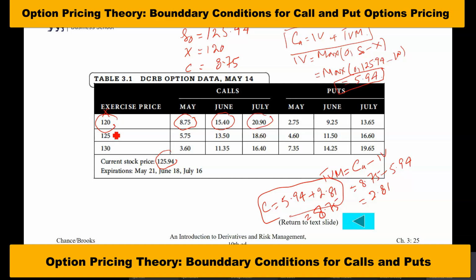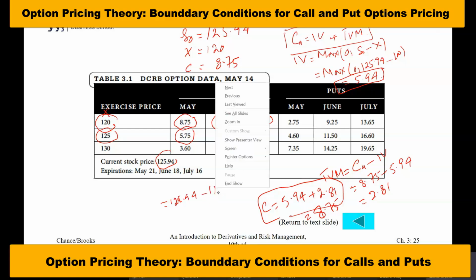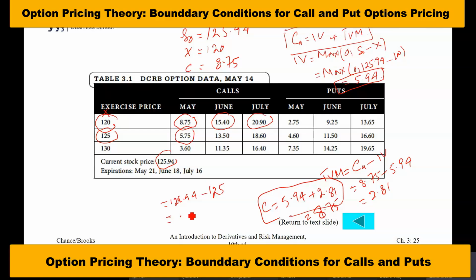And then we can do this for the other option, which has an exercise price of 125 and expires in May. So this call will have its intrinsic value equal to how much? If you look, the current stock price is 125.94, and the exercise price is how much? 125. So its intrinsic value is equal to 0.94. I'm talking about this one. That means that most of its value is coming from where? The time value of money.